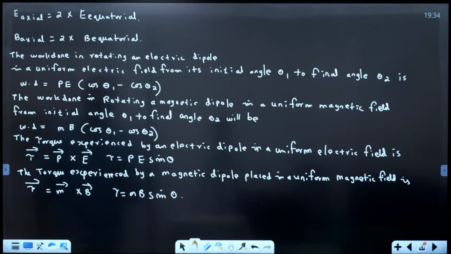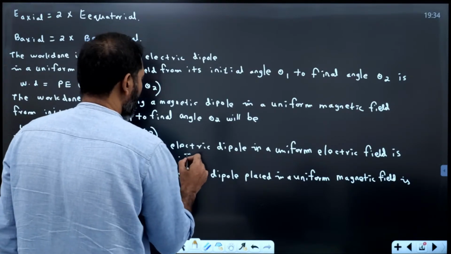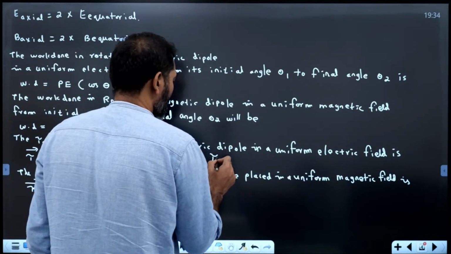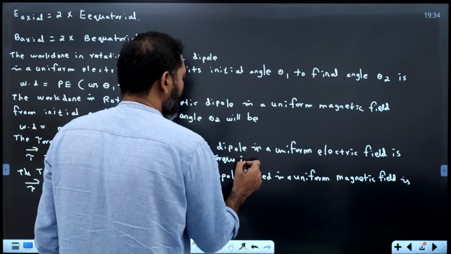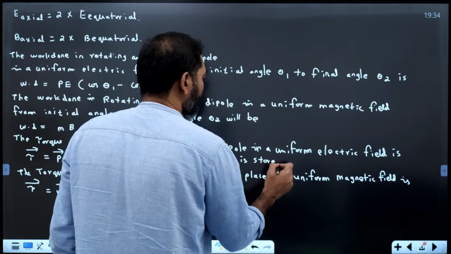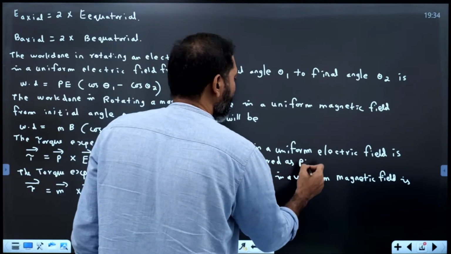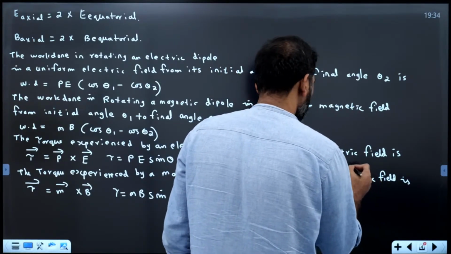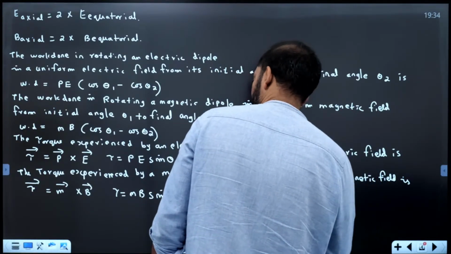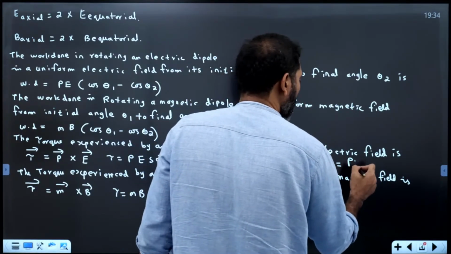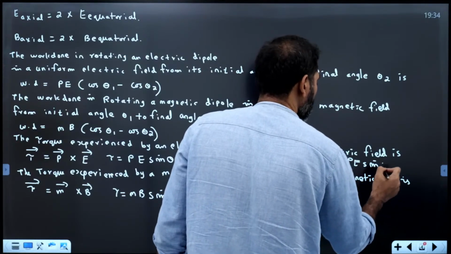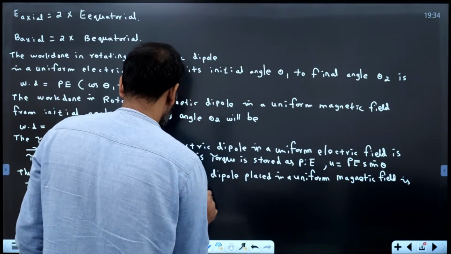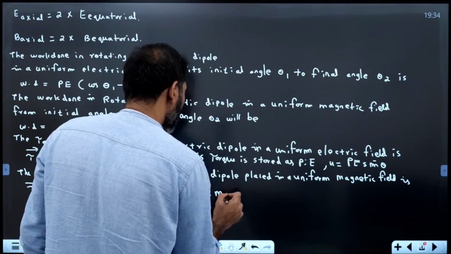Now always remember, this torque is stored as potential energy. So potential energy U is equal to, what is the equation? In the electric case it is PE sin theta. In the magnetic case, potential energy U is equal to MB sin theta.